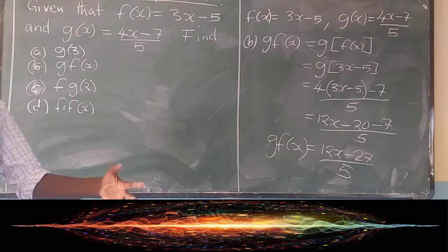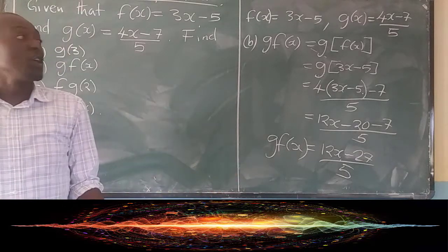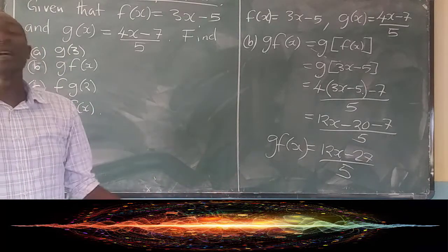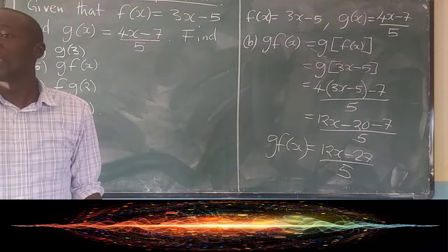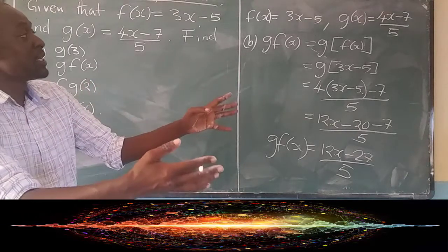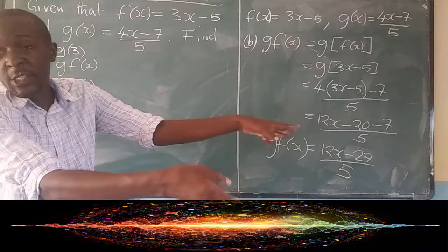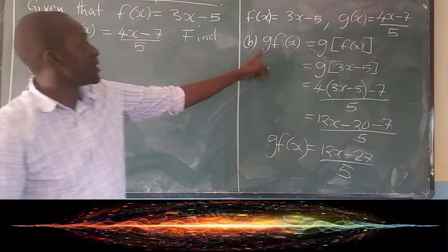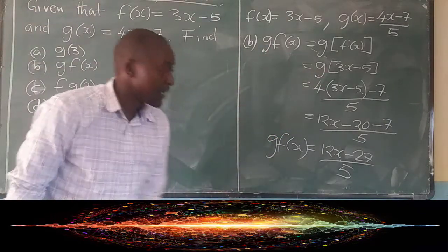So what you have done in this question is you have composed two functions. You have brought together f and g. You got the function for f and you put it in g. This is how we have g of f of x, and this is your answer here.